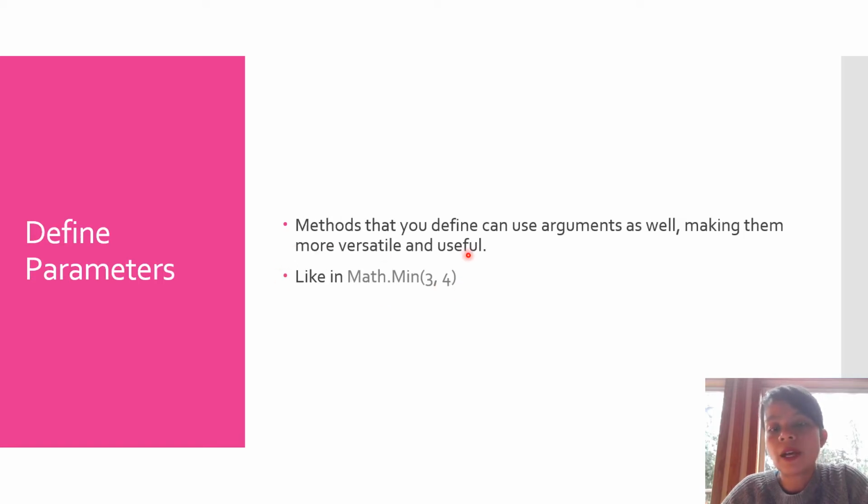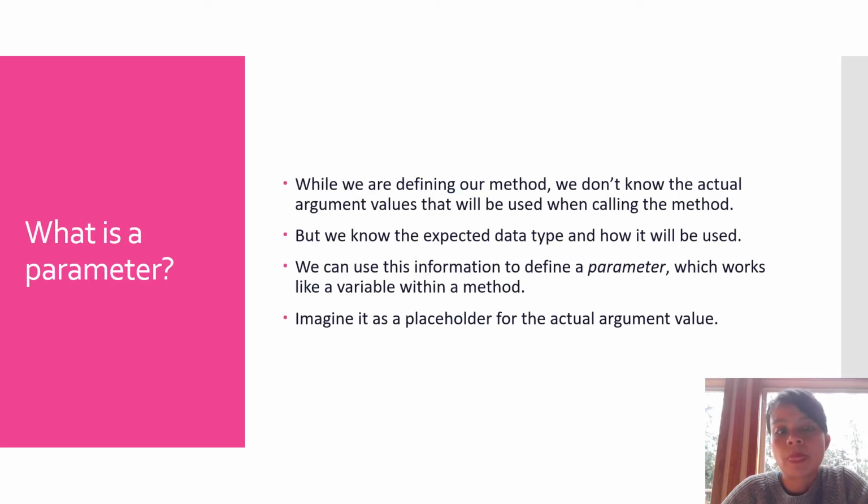So methods that you define can use arguments as well, which makes them more versatile and useful. Like in Math.Min, you have 2 arguments here, right? So what is a parameter? While we're defining our method, we don't know the actual argument values that are going to be used when calling the method, right? But we do know the expected data type and how it's going to be used. So you use this information to define a parameter, which works like a variable within a method. Imagine it as a placeholder for the actual argument value.